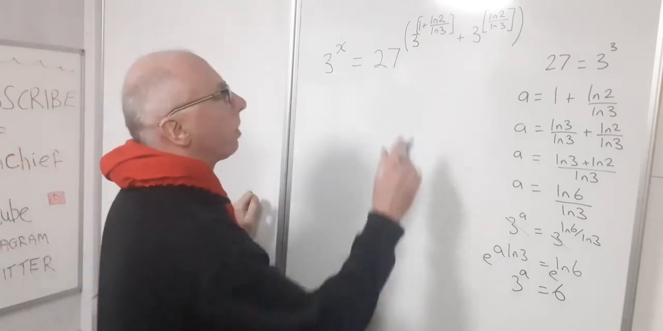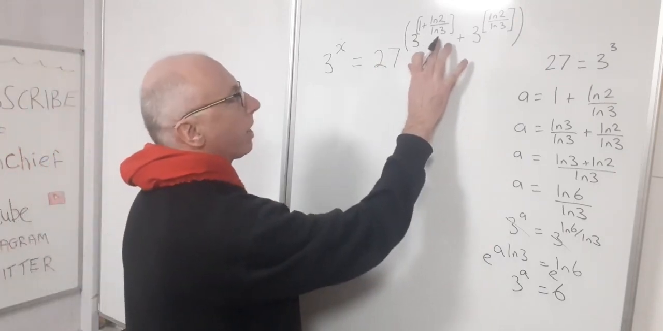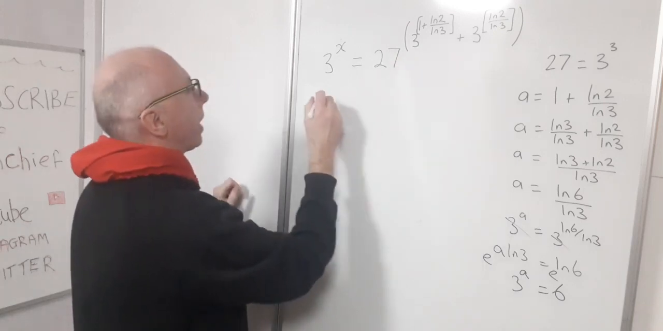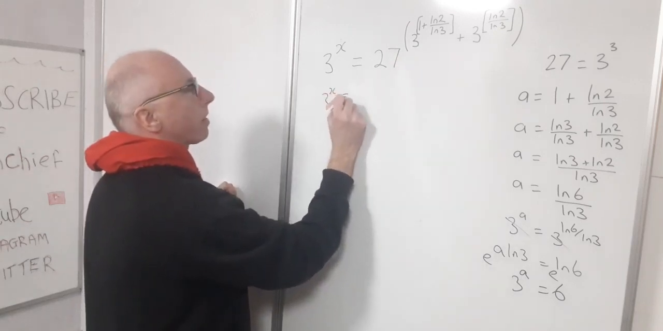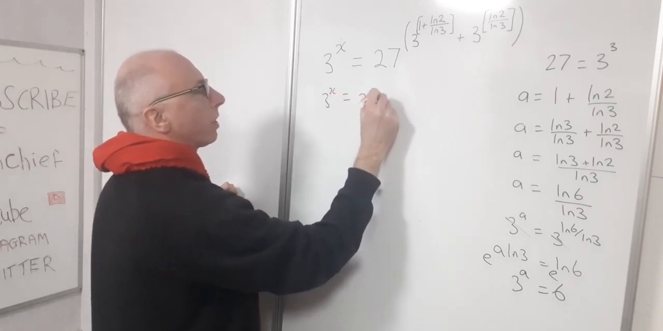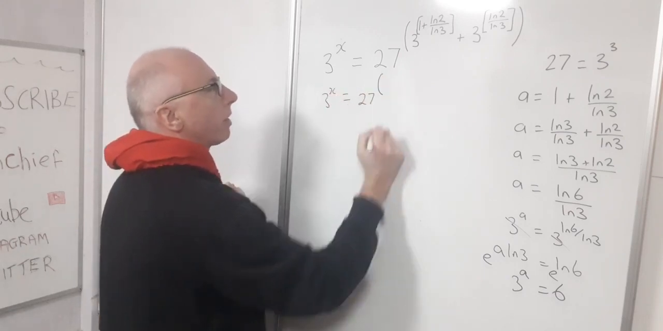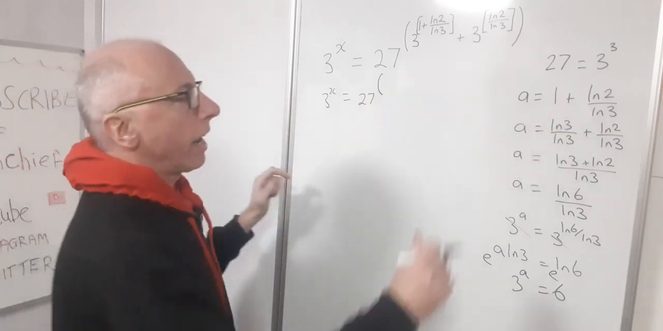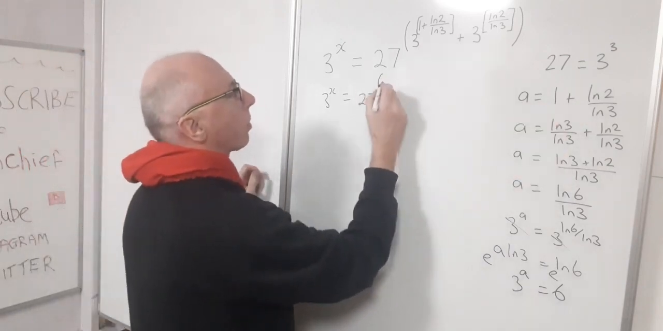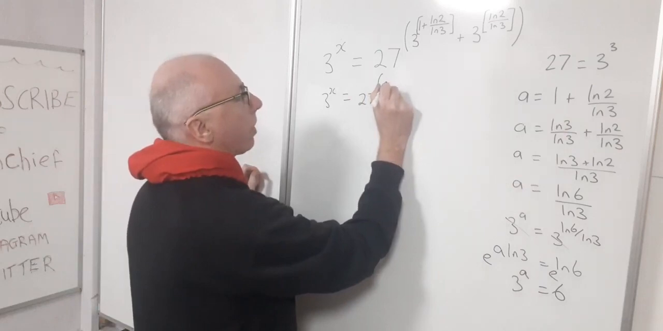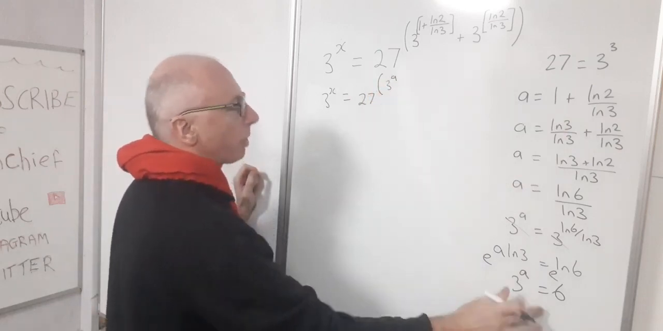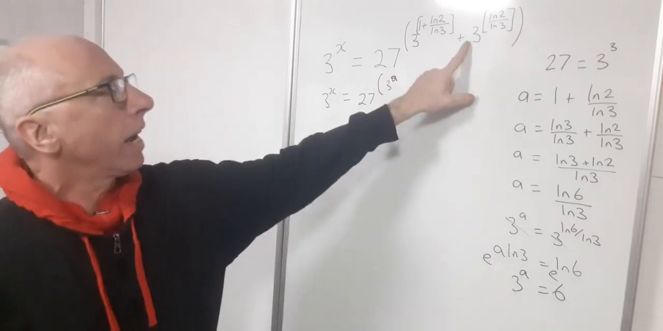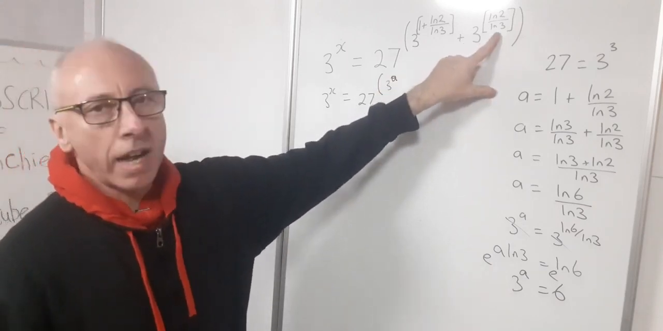So I've got here, this is my a. So here I've got, let's rewrite this in terms of a. So I've got 3 to the x equals 27, and then my indice now, 3 to the a. That's what I've done there. A is 1 plus log 2 over log 3. So now I've got 3 to the a, which I know is 6, but I'm just going to write it as 3 to the a for now. And then I add 3. Here I've got a minus 1.